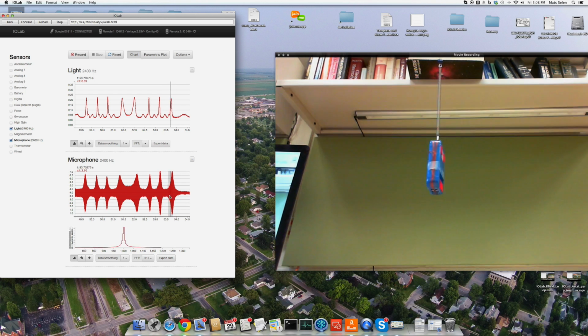So you're seeing a Doppler shift here. As the microphone approaches the source of the sound, you get a higher frequency. As it passes by and recedes, you get a lower frequency. Then you get higher, then you get lower, then you get higher, then you get lower. Pretty cool, Doppler shift.